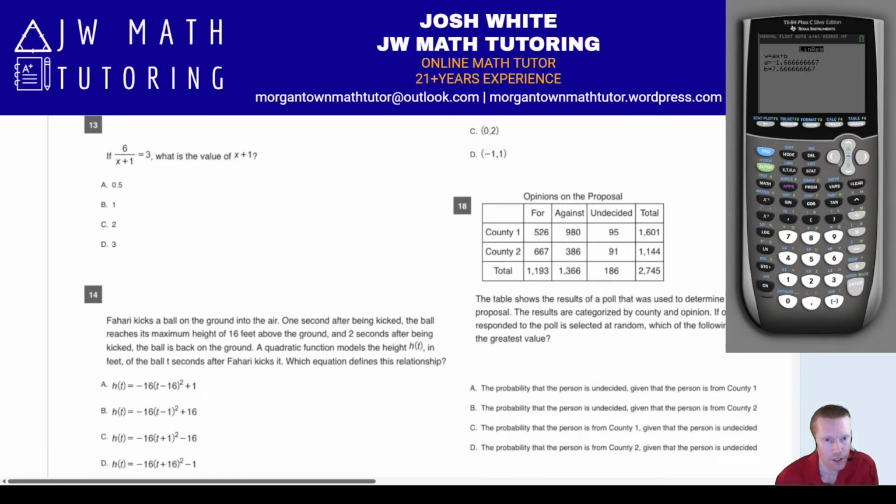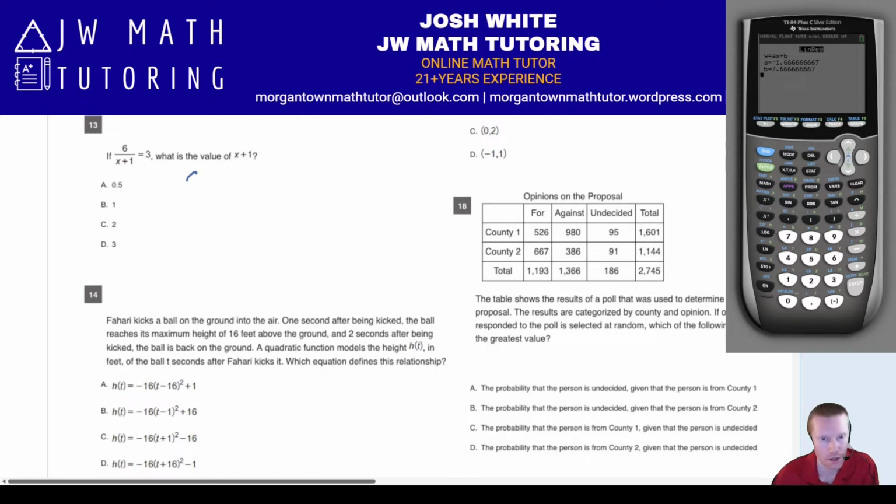Okay, next problem is number 13. So you're given an equation, and notice they're asking for the value of x plus 1, not of x itself. A lot of students will solve this problem out, they'll get the value for x, and then they will select that as the correct answer. But you have to be careful. They don't want x, they want x plus 1.